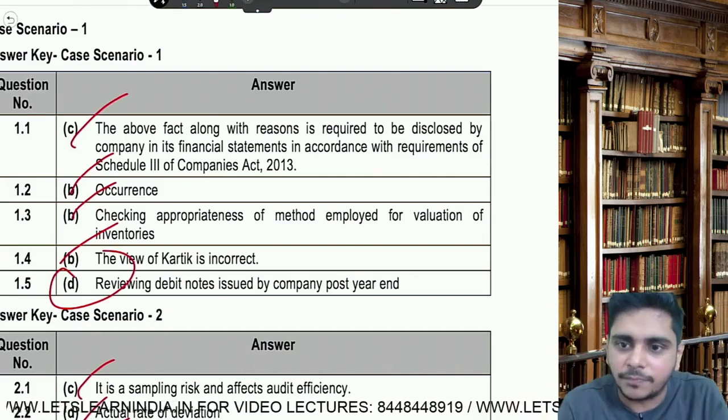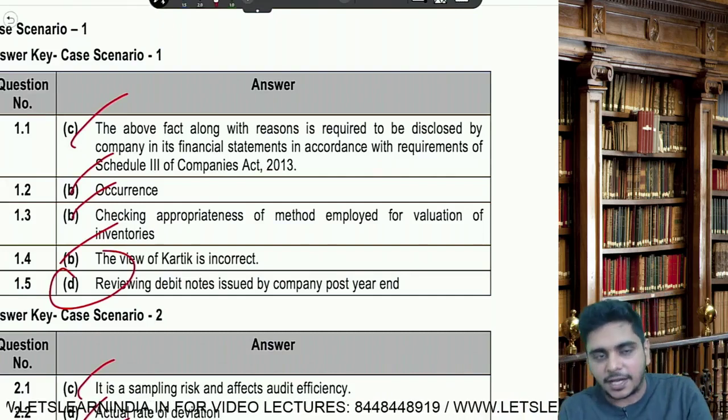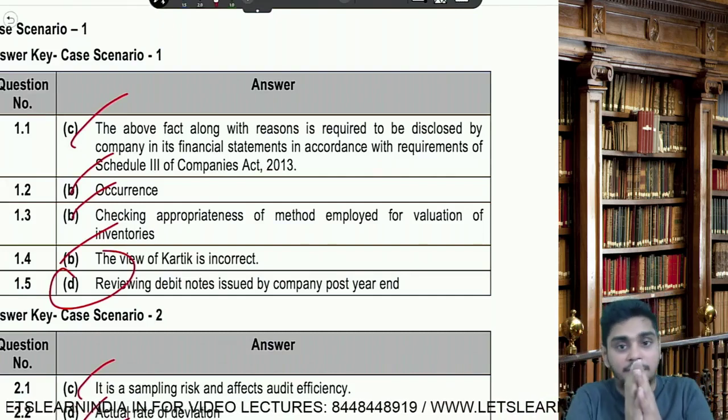So solving RTP gives you confidence, you know the level of ICAI, how they can ask you the question. I hope things are clear to you.